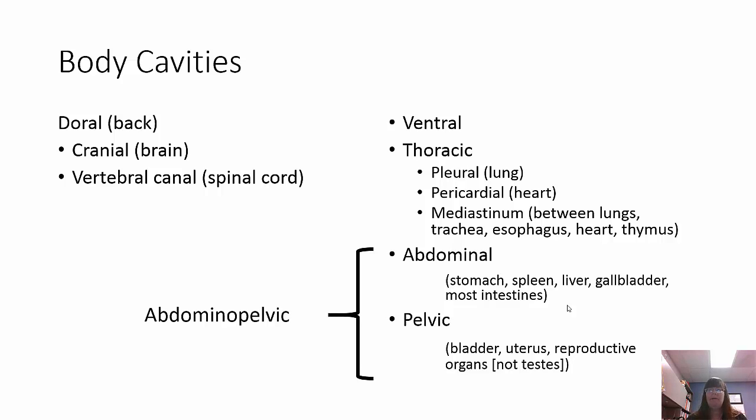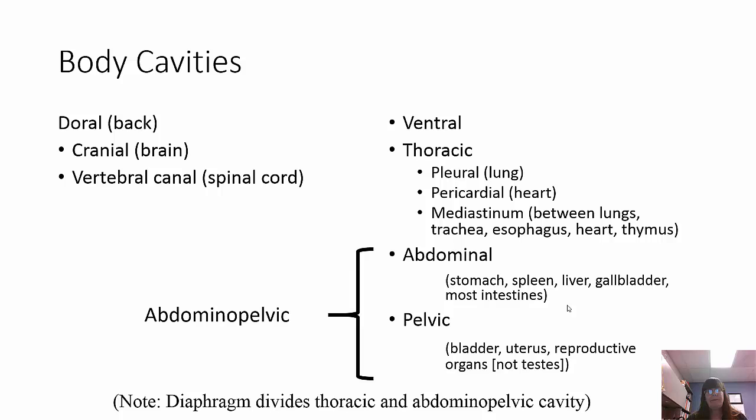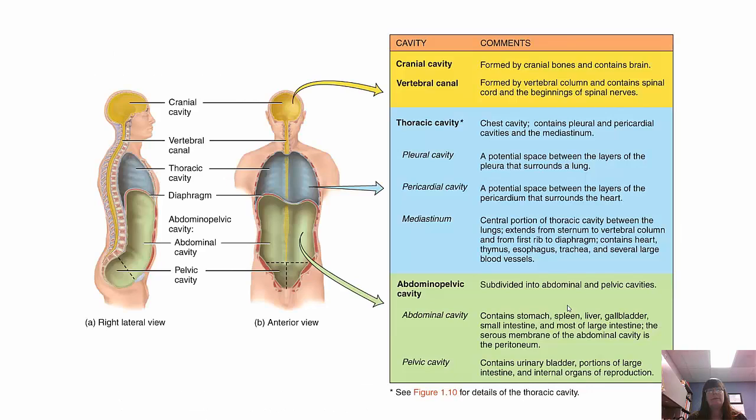Often it's termed the abdominal pelvic. The diaphragm is what divides the thoracic and the abdominal pelvic cavities. So here's a picture giving you the cavities, where they're at, color-coded for your convenience, and what is within each cavity.